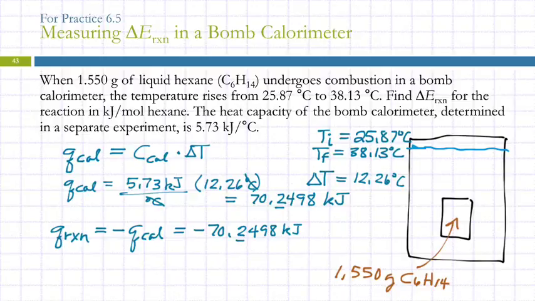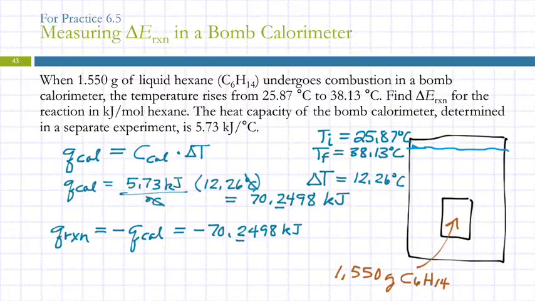Was that released by 1 mole of hexane? No. It was released by 1.550 grams of hexane reacting. If we want units of kilojoules per mole, how could we get those units? We could take the amount of energy in kilojoules and divide it by the number of moles that created that. There's not an equation for this. You just kind of have to think it through.